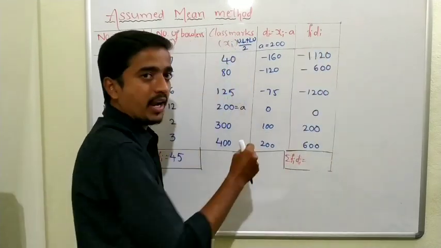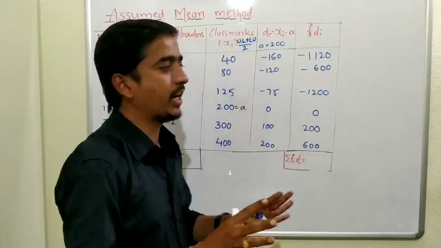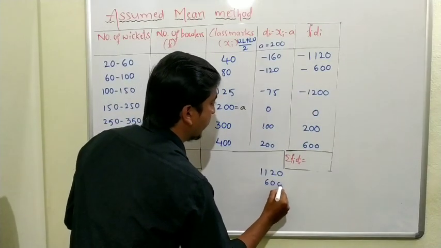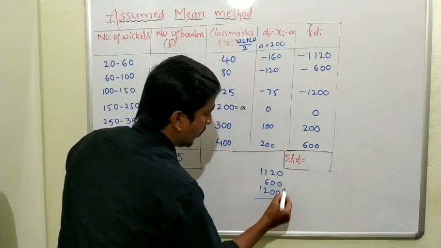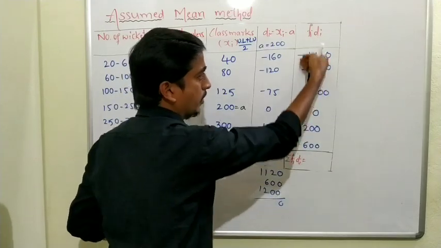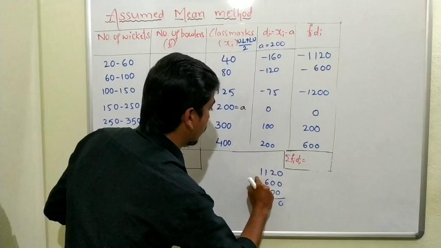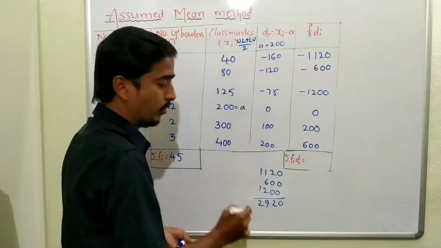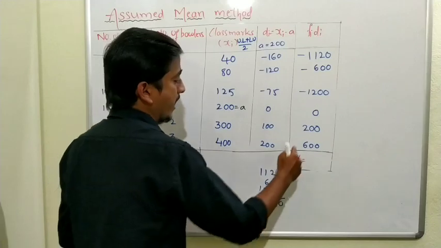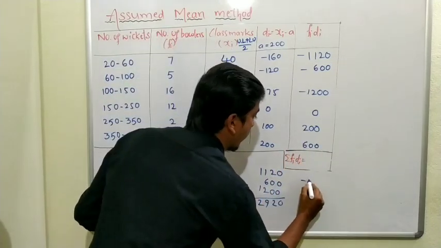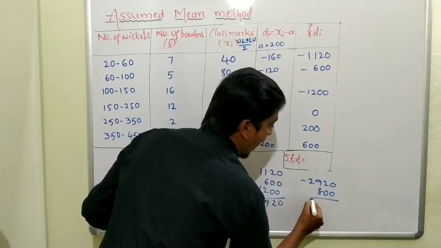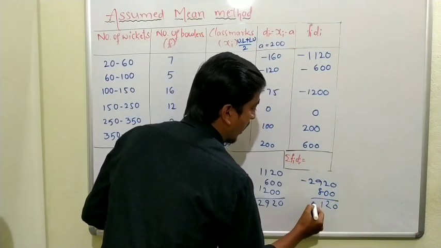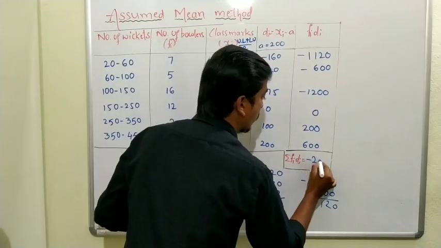Next, we have to find the sigma fi di, the sum of these fi di values. Don't get confused. First, add the negative numbers: 1120, 600, and 1200. Adding these, all with negative signs, we get minus 2920. And here 200 plus 600 is 800. So minus 2920 plus 800. With a plus and a minus, we need to subtract them. We get 2120. So sigma fi di is minus 2120.